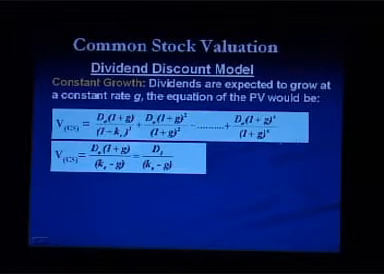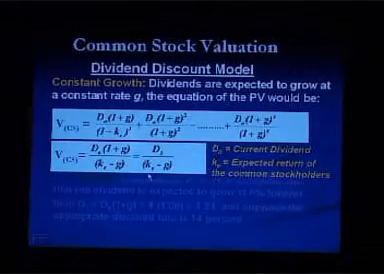The formula can be reduced to a simple form, where value of common stock is equal to D0 times 1 plus g, and you know D0 times 1 plus g means dividend after 1 year, D1, and in the denominator it will be the expected rate of return of the common stockholder, that is Ke minus g, that means growth rate.